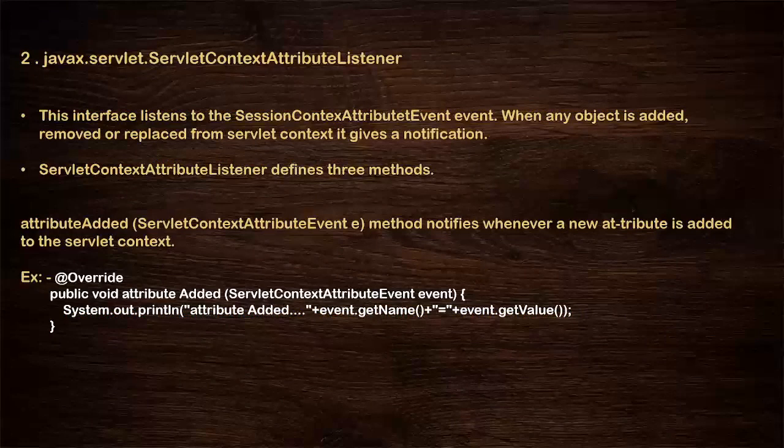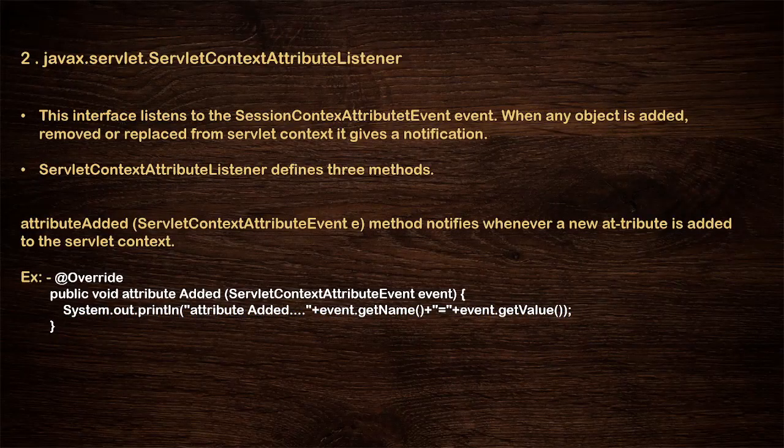Number 2 is javax servlet context attribute listener. This interface listens to the servlet context attribute event. When any object is added, removed, or replaced in the servlet context, it gives notification. Servlet context attribute listener defines the attribute added method, a notification when a new attribute is added to the servlet context. That is an example for this method.